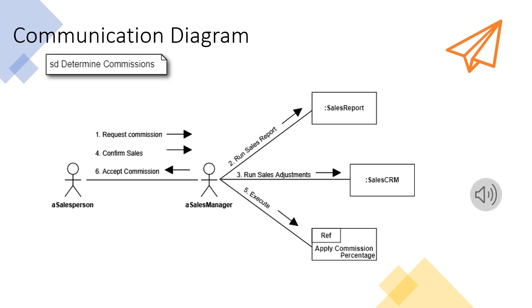Now let us look at the communication diagram for determining commissions. The communication diagram is derived directly from the sequence diagram from the previous slide. But instead of showing the message flow like the sequence diagram, the communication diagram focuses on associations between the different objects. Here we can see the salesperson and manager objects and the messages that occur between them. Likewise, the sales manager interacts with the system to generate an adjusted sales figure and then applies the commission percentage on that sales figure.